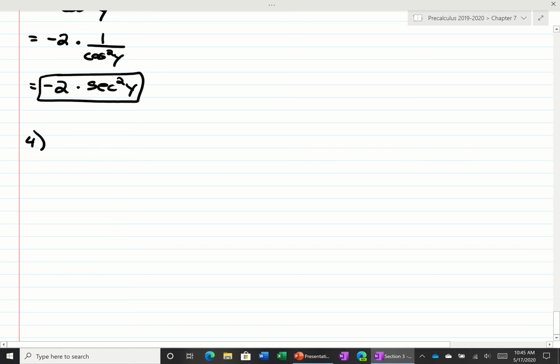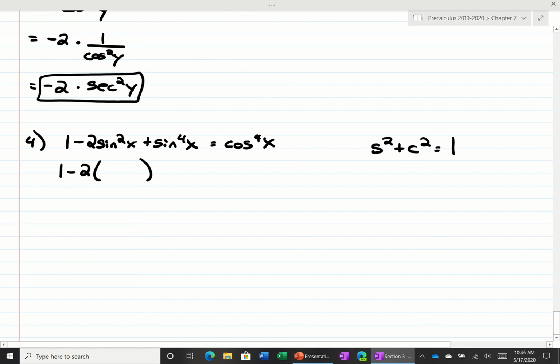Number 4 says we have 1 minus 2 sine squared of x plus sine to the 4th of x is equal to cosine to the 4th of x. Now we have to convert the left side to just have cosines. So I'm going to be using my Pythagorean identity because that goes from sine squared to cosine squared. So instead of saying sine squared here, I'm going to write what it's equal to, 1 minus cosine squared. And instead of saying sine to the 4th, I could write sine squared times sine squared.